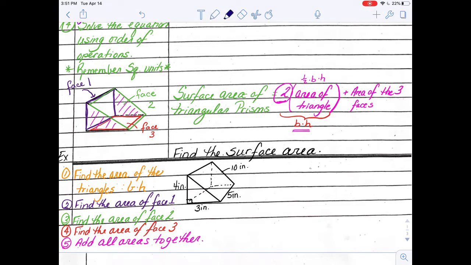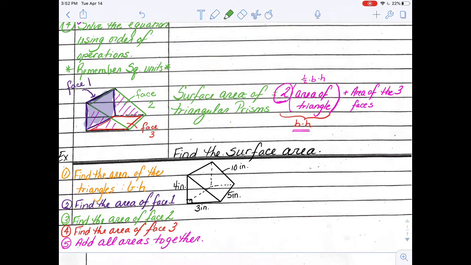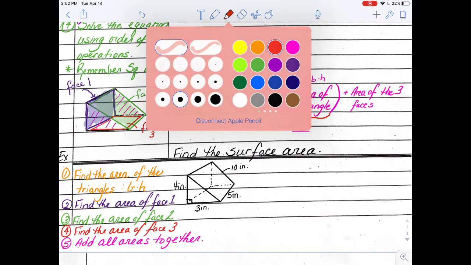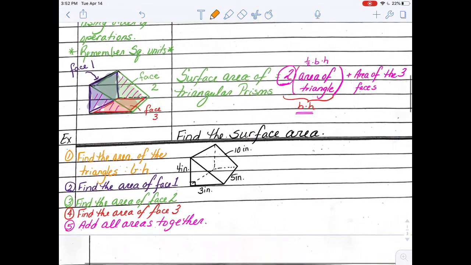And you can see right here that we've got 3 faces. You've got that side right here. That's face 1, I'm calling it. I've got face 2. And of course, that bottom face 3. If you find the area of those rectangles with the area of the 2 triangles, you have your surface area. So let's go ahead and try this one.